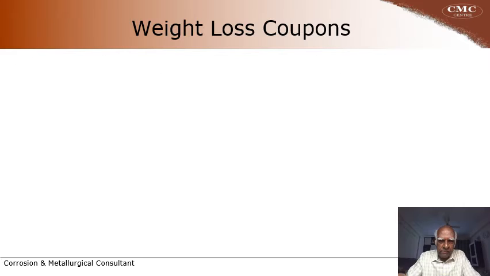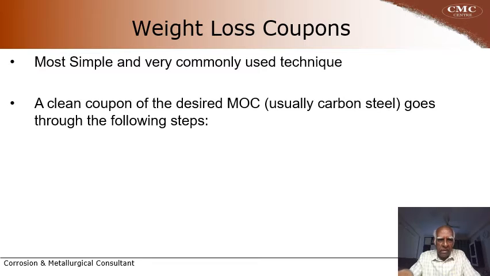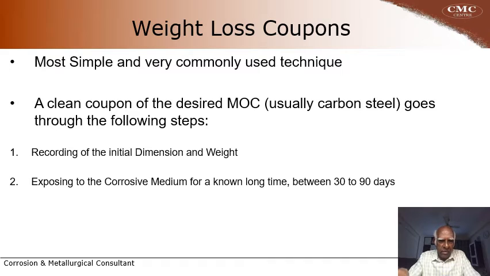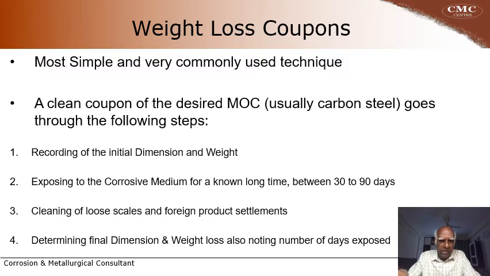Weight loss coupons is the most simple and very commonly used technique. A clean coupon of the desired MOC, usually carbon steel, goes through the following steps. Recording of the initial dimension and weight, exposing to the corrosive medium for a known long time, between 30 to 90 days, cleaning of loose scales and foreign product settlements after the exposure, determining the final dimension and weight loss, also noting the number of days exposed. From this, we will determine the corrosion rate.